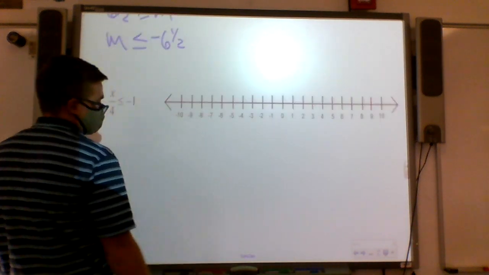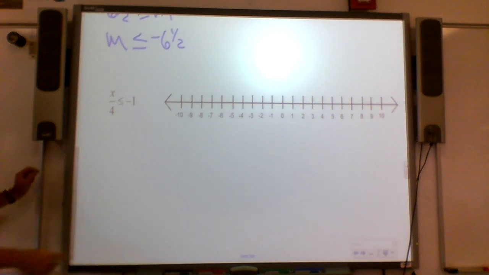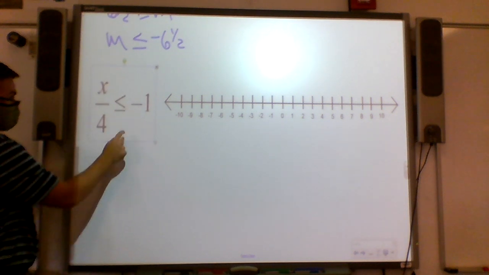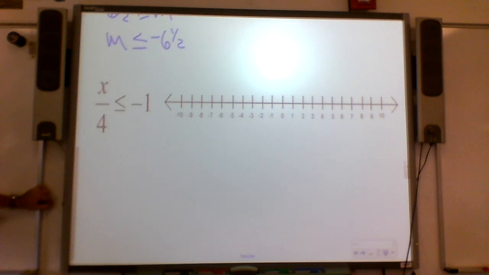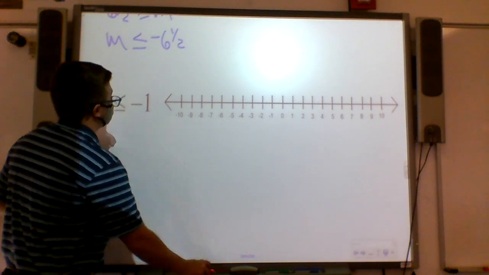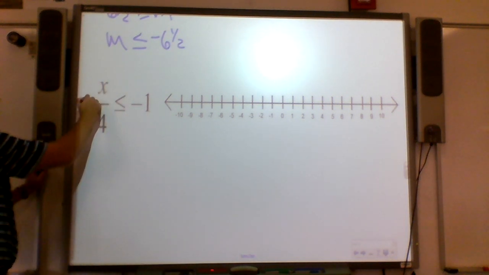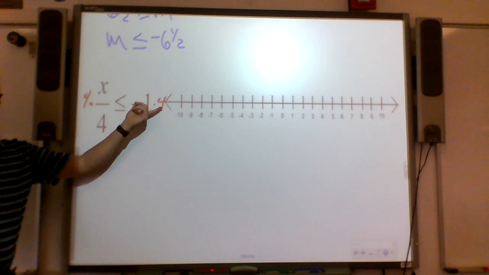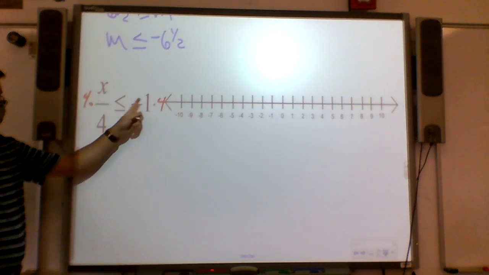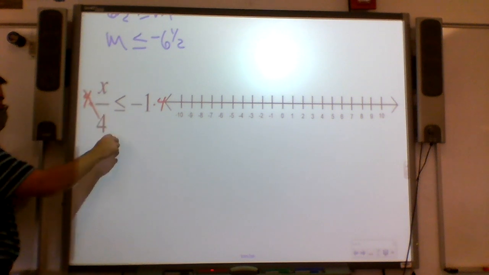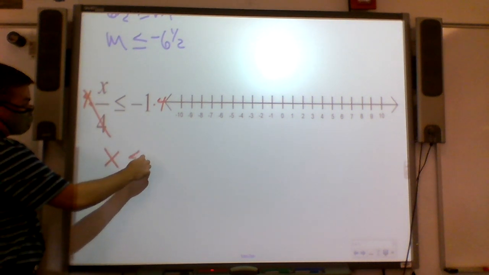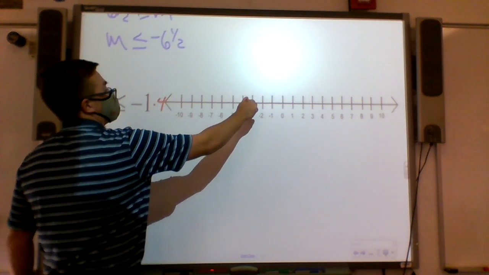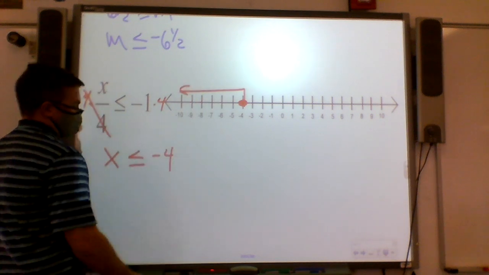All right, last one down here at the bottom, we've got x over 4. Let's see if I can make it bigger. x over 4 is less than or equal to negative 1. In order to solve this one, I need to multiply both sides by 4. Now, even though this side has a negative multiplied by a positive, we're multiplying both sides by a positive, so that sign stays the same. It's still x is less than or equal to negative 4. So I'm going to put a closed circle on negative 4, shade it to the left.